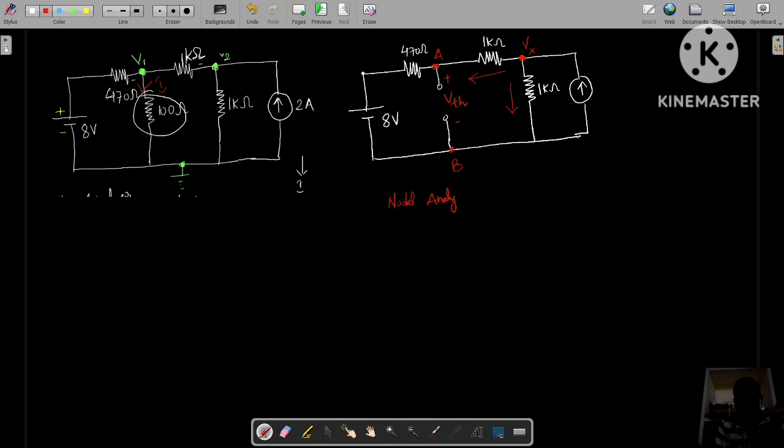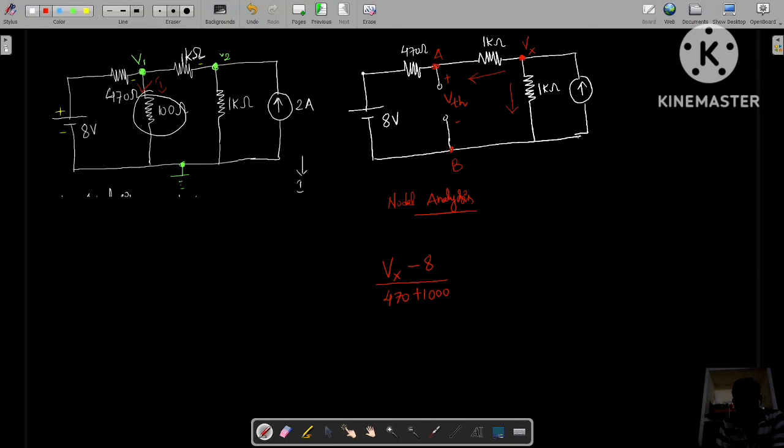to find VTH. First we need to find the Vx, and from that we can find VTH easily. Okay. First find Vx. How can you find Vx? Applying nodal analysis, it is Vx minus 8, because as it is open circuited, these two are connected in series. So this voltage minus this voltage divided by the sum of these two resistances, because 470 and 1 kilo ohm are in series. So if I want to get the current, I can take it like this.